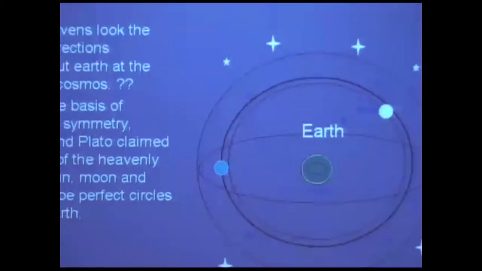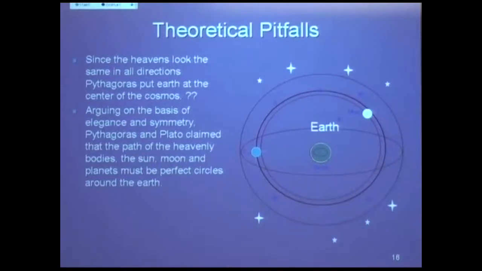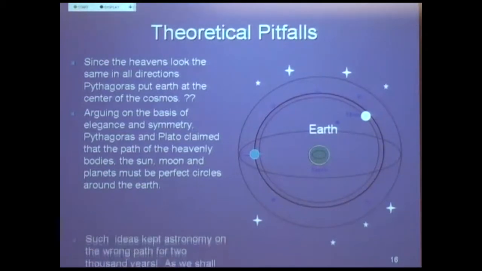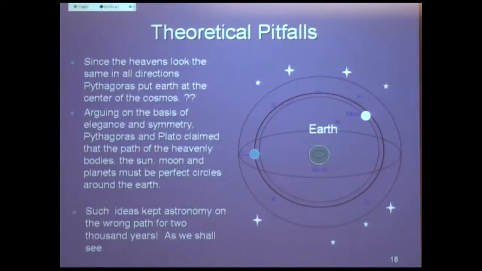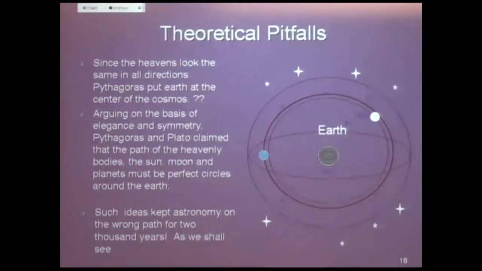But the point is that by using these symmetry principles, Pythagoras reached a false conclusion. Here's another false conclusion he reached. He said that the path of the heavenly bodies, the sun and the moon, must be beautiful. They must be perfect circles. Also wrong. Turned out the paths of the heavenly bodies are not perfect circles. They're nearly perfect circles. They're actually ellipses. So these ideas about Pythagoras, which Plato, by the way, really supported very strongly, kept astronomy on the wrong path for 2,000 years. So reason cannot by itself be the main way to move forward.